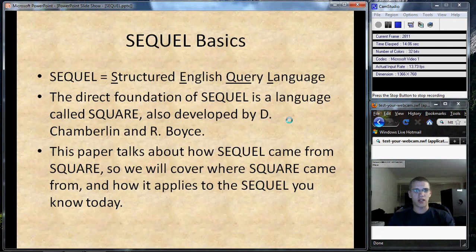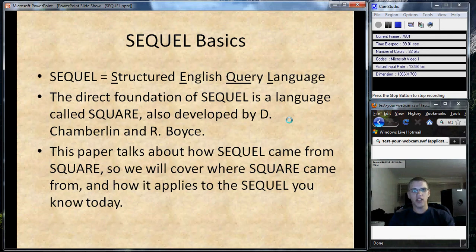Let's get right into it. SQL stands for Structured English Query Language. Now Dr. Chang will talk about how SQL is used and the syntax of SQL. So let's talk a little bit about where SQL came from, what the motivation was behind making it, and the foundation from which it was created.